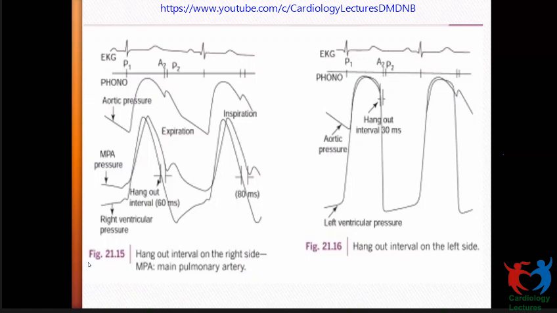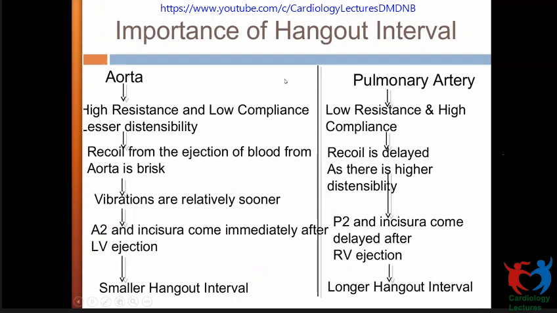at this point. Now, what are the determinants of hangout interval? What decides the hangout interval? Hangout interval is much longer on the right side, and this is very important. So P2 and incisura come delayed after RV ejection, and recoil is lesser in pulmonary, which is much more in the aorta. So hangout interval is not a very important aspect on the left side, but it is an important component on the right side, and it is phasic. That means there is a component of respiratory variation.